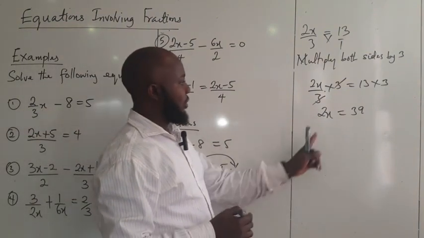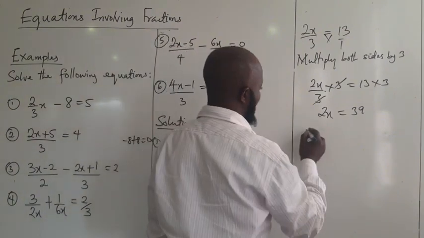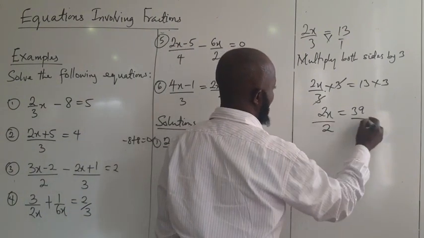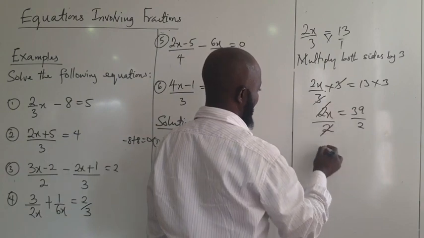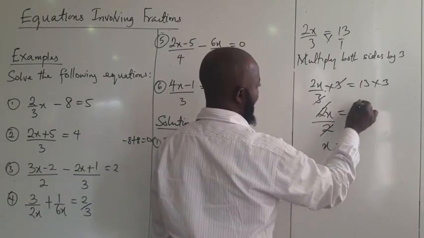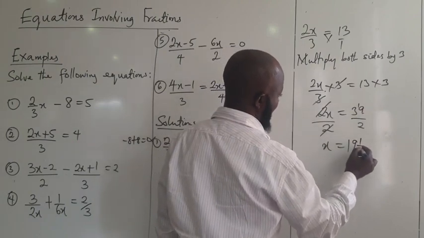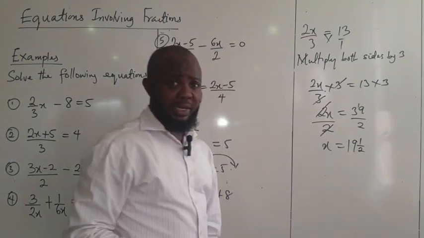What we are looking for is x. We want to solve for x. We divide both sides by what? By 2. Divide this by 2, divide this by 2. This cancels this. Then we have x equals 39 over 2. 2 in 3 gives 1, remainder 1, that is 19. Is this very clear?